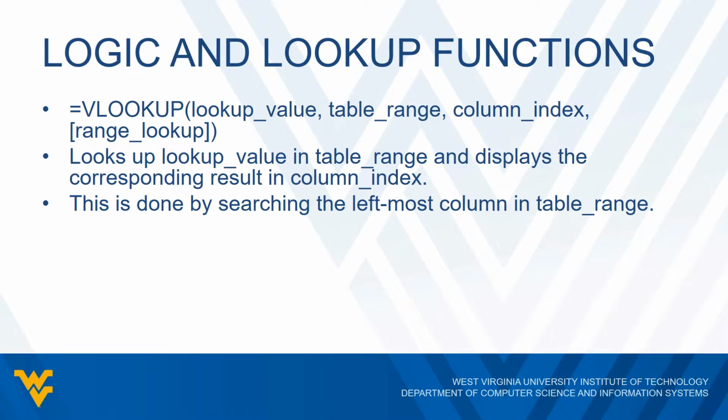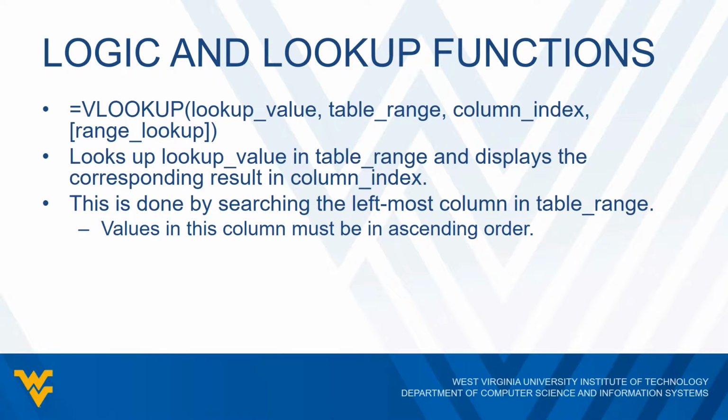The table range is the range that we talked about before, and the column index argument is how many columns to the right we actually want to pick. So where is this resulting column of values that we want to display? We're going to search the leftmost column, and we have to assume that the values in this column are in ascending order. It has to be in ascending order. There's no other way around it.